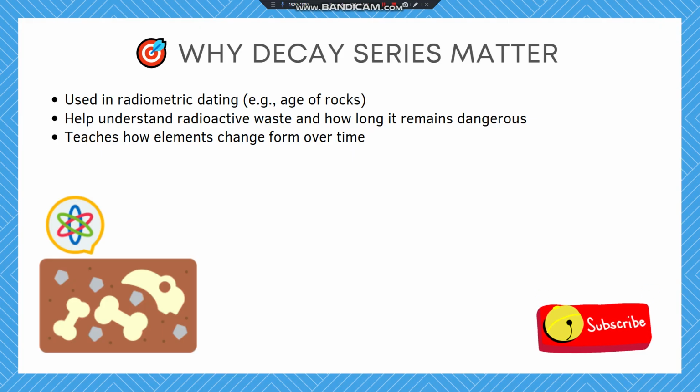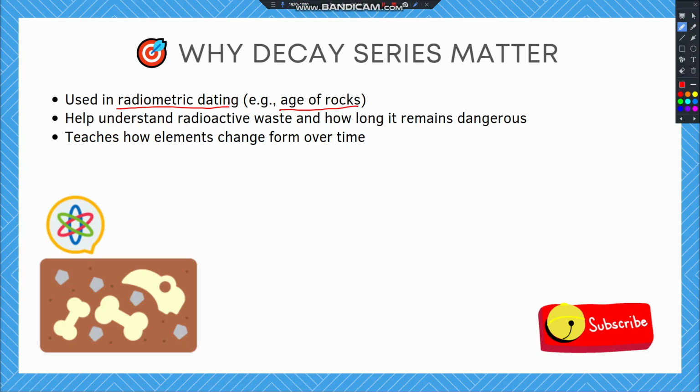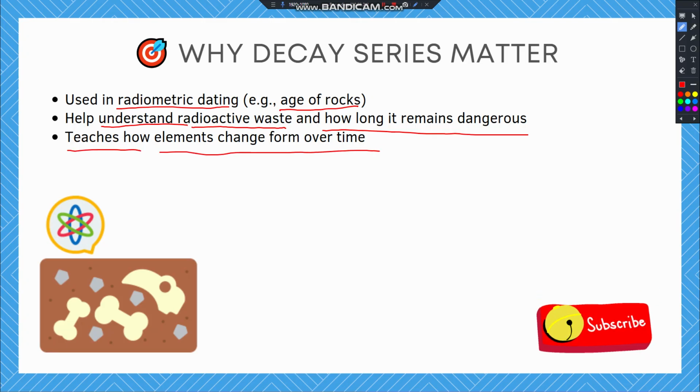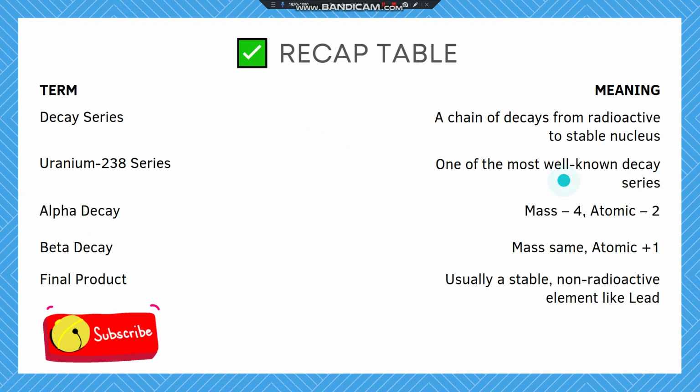Now, why do the decay series matter in radiochemistry or radioactivity? First of all, the decay series are used in radiometric dating, that is calculating the age of rocks, bones, fossils, and all of that. It also helps us understand radioactive waste and how long it remains dangerous. And then it teaches us how elements can change form over time. In fact, we saw how uranium changed into lead after a period of many radioactive decays taking place.